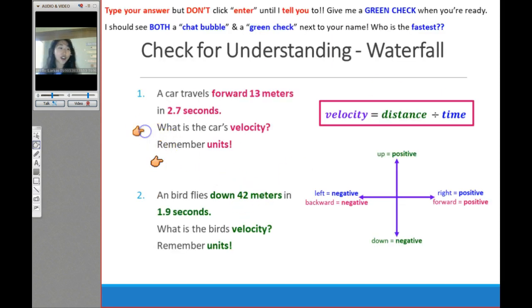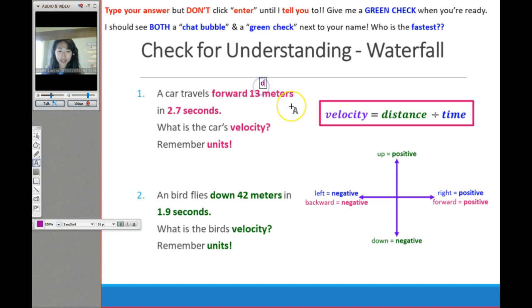Perfect. Okay, so let's go ahead and try this next example. Let's go ahead and set this up. So again, our equation is velocity equals distance divided by time. So take a look here. A car travels forward 13 meters in 2.7 seconds. Let's go ahead and set our equation up here. 13 meters, is that our distance or our time? Tell me in the chat box. D or T? Distance or time?